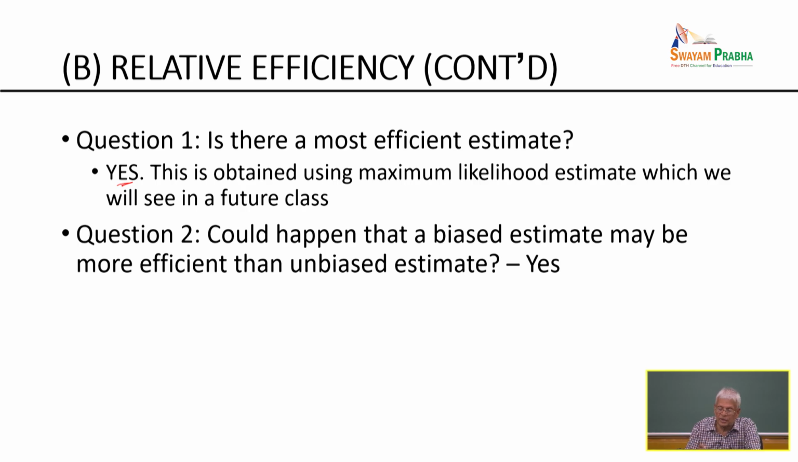The second question is this: could it happen that a biased estimate may be more efficient than an unbiased estimate? That's also yes. Please understand, there is a whole area, books written on statistical estimation theory. I am giving you a quick sample of results from this deep theory of statistical estimation.